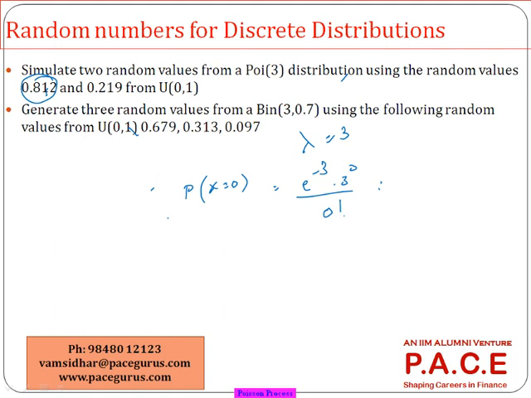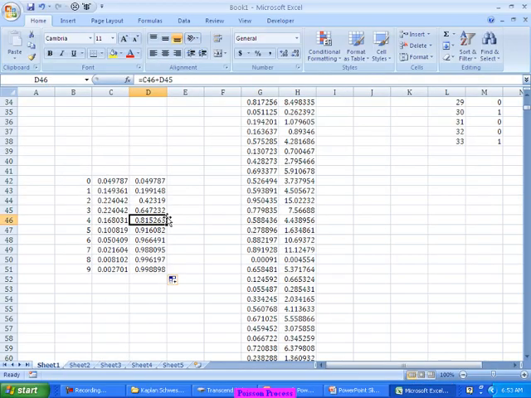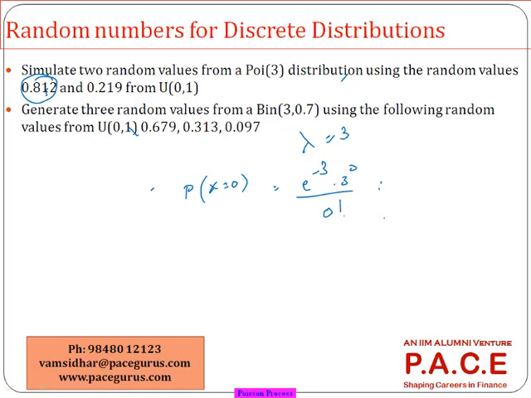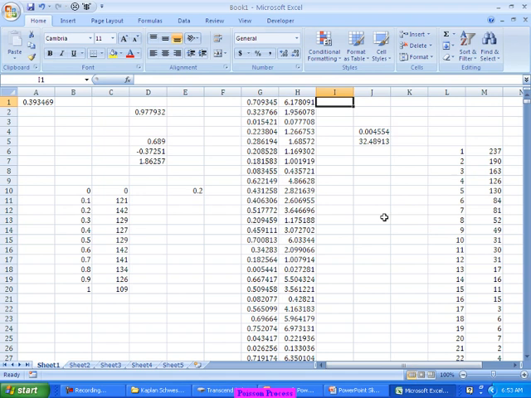So if I got a random number 0.812, I have generated a value equal to 4. If I'm getting a random number equal to 0.219, I have generated a value equal to 2. It's as good as, again, if you say I want to talk about the number of claims following a Poisson distribution with an average of 3, number of claims per day. I want to generate raw data out of it, which will give me the same kind of an impact.